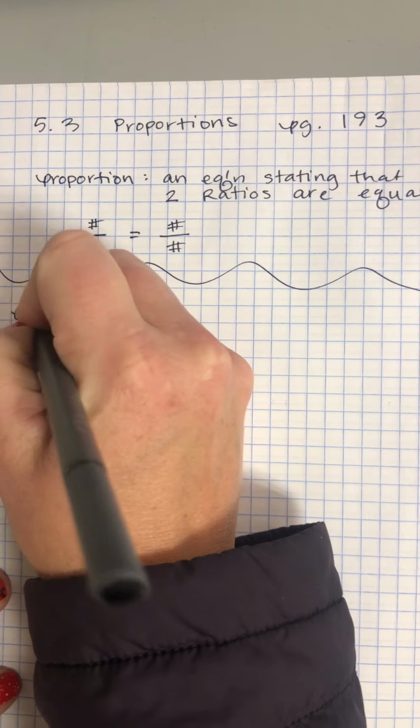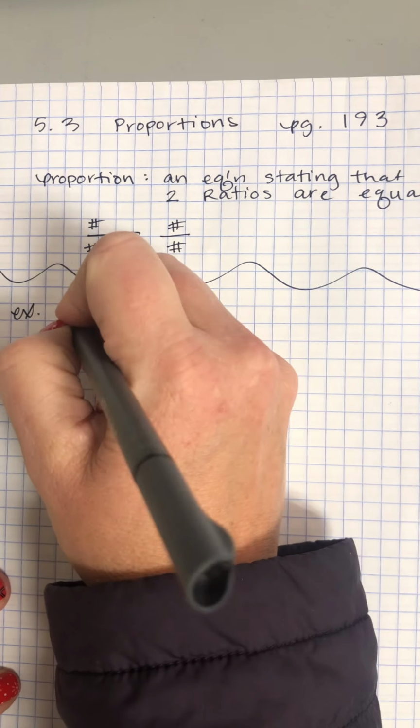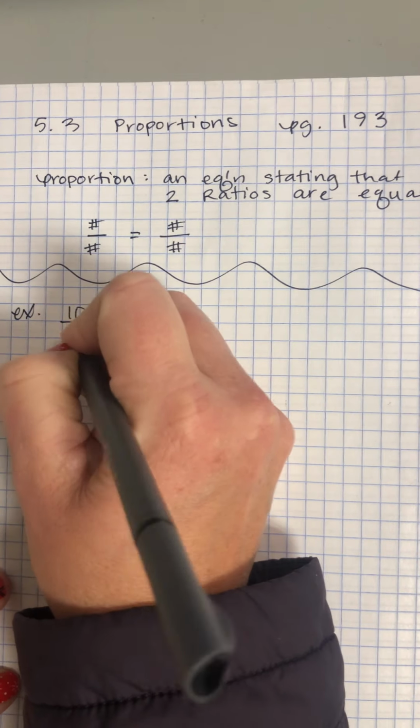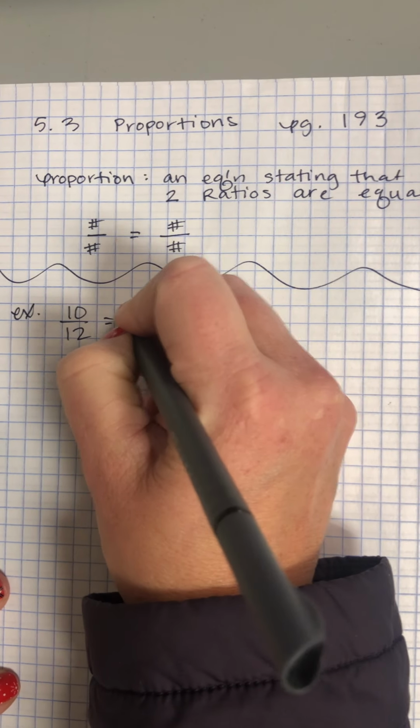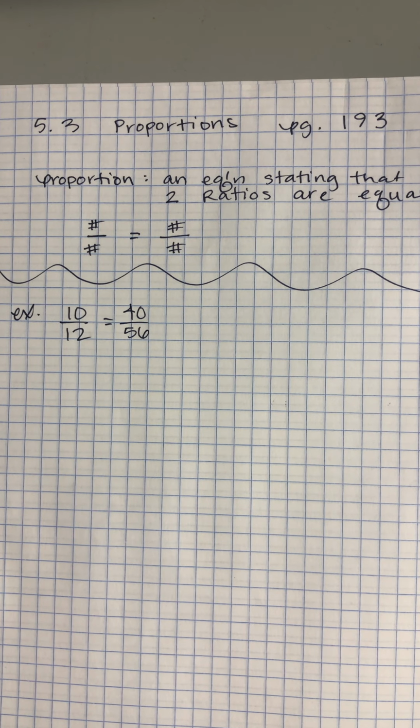For example, if you have 10 twelfths and 40 56ths, in a proportion it looks like this. They're set equal to one another. And we get to determine if yes, it's a proportion, yes, those two ratios are equal, or no, it's not proportional because the two ratios are not equal. There's two ways to determine that.